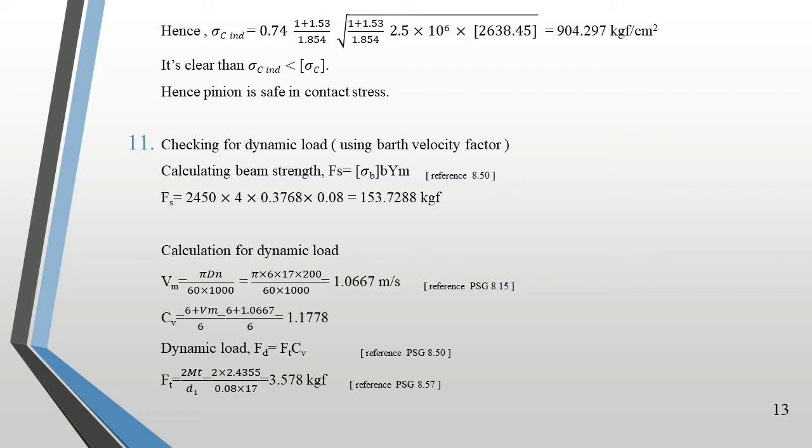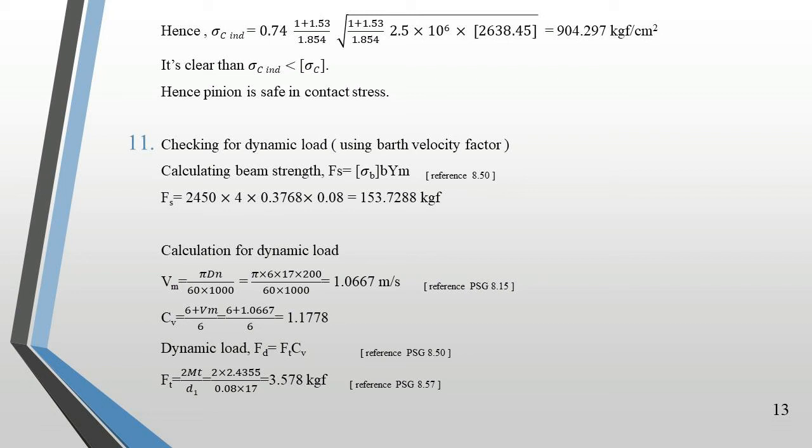Calculation for dynamic load. Vm is equal to pi d n upon 60 into 1000, that is equal to pi into 6 into 17 into 200 upon 60 into 1000. Now Cv is equal to (6 plus Vm) upon 6, equal to (6 plus 0.0667) upon 6, equal to 1.1778. Now dynamic load Fd is equal to Ft into Cv, that is PSG 8.50.